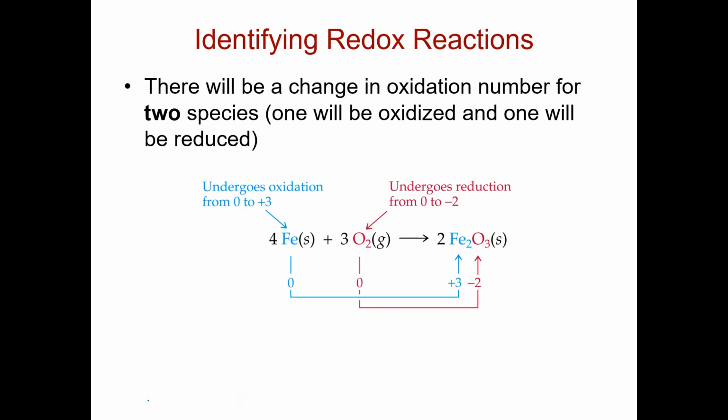If we're trying to identify whether a reaction is a redox reaction or not, for something to be a redox reaction, there has to be 2 species that have a change in oxidation number. One gets oxidized and one gets reduced. So for example, if we look at this reaction here, we have iron reacting with oxygen to form iron(III) oxide. So iron and oxygen are both neutral. Then we end up with a 2- charge on the oxygen and a 3+ charge on iron.